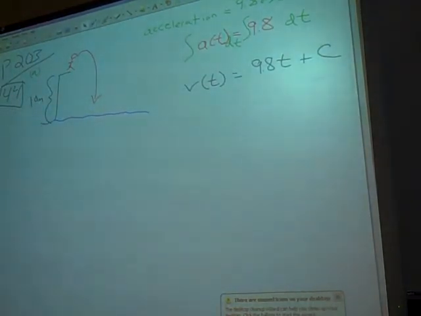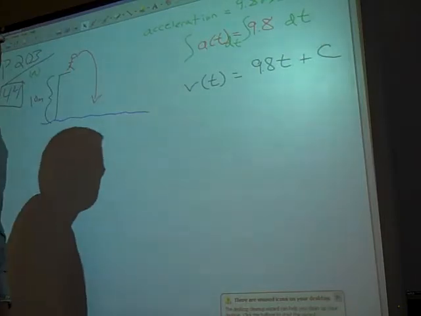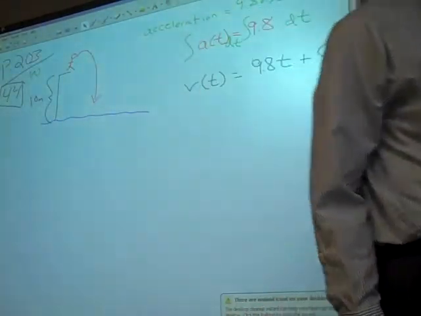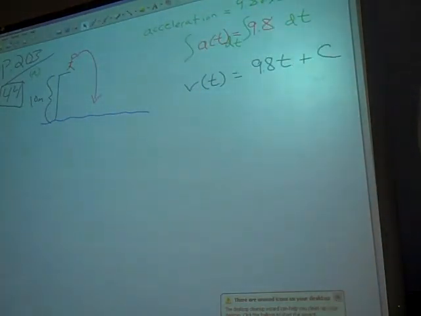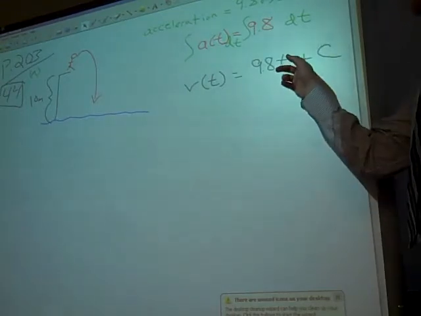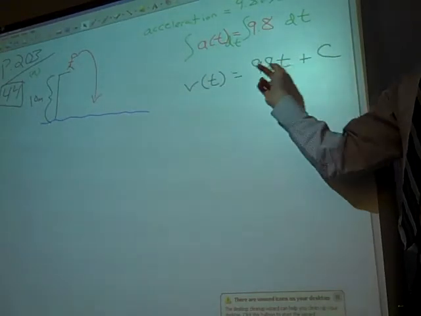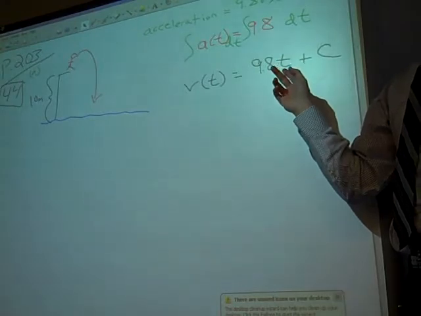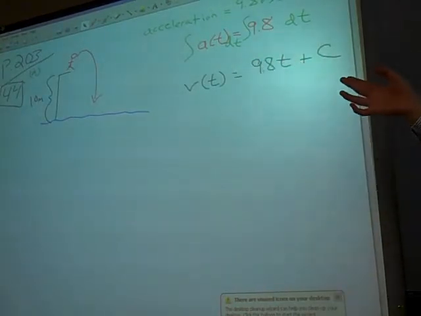Now what do we do? It says, what will the velocity be when we hit the water? So for time, we have to figure out what? How long it takes. We have to figure out when we hit the water.